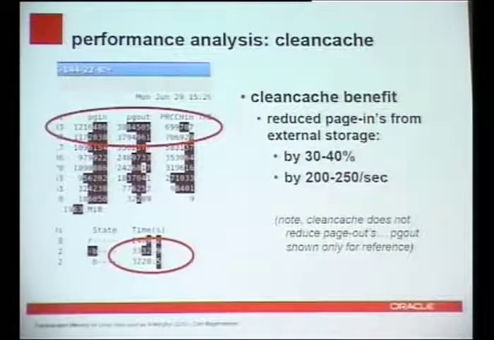The columns on the right are showing, first, the column on the farthest right is showing the successful clean cache gets. So each one of these has saved us from having to go out to the disk again and get a page. It saved us an IO, a page in. The leftmost column shows the number of pages which it didn't save, which have actually been gotten from disk. The middle one is page outs, and clean cache doesn't help with page outs, but it is just there for completeness. And what we can see is that if you compare the first column and the third column in each row, roughly a third of the pages have not had to be fetched from disk. Instead, they've been fetched from clean cache. And what that means, if you compare with the time that's elapsed, is roughly 200 to 250 IOs per second have been saved here.